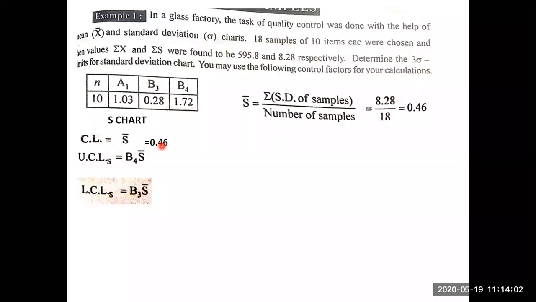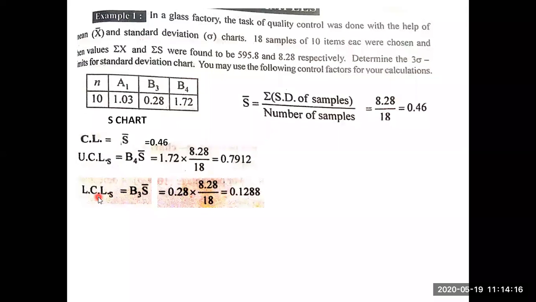The control line is 0.46. Upper control line: B4 is 1.72, into 8.28 by 18, that is equal to 0.7912. Similarly, lower control line: B3 is 0.28, S bar is 8.28 by 18. Simplify that and you will get 0.1288. So this is about the S chart.